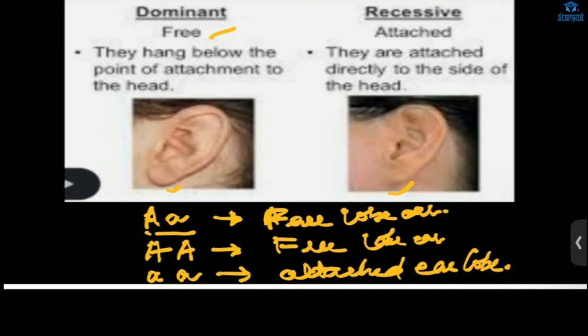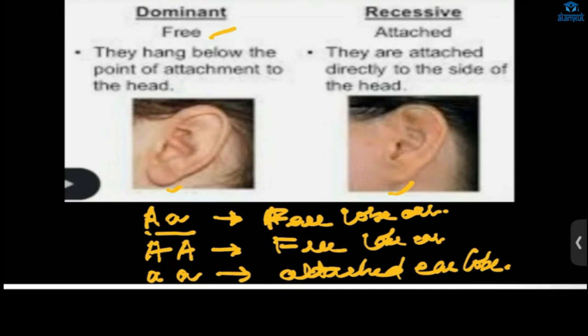So this free earlobe is dominant, that is, expressing itself more. And if it is with the attached one, this recessive trait will not be able to express itself. When it is alone, when it doesn't have the dominant trait, only that time will it express.